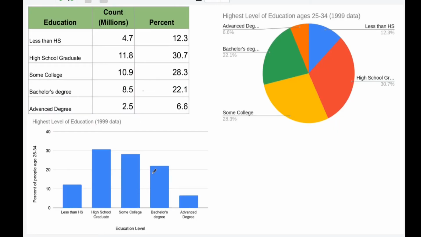So each of these emphasizes different qualities of the data. It's maybe easier to compare the relative sizes of different categories in the bar chart form because rectangles are easy to look at, and it's easier to see how each subpopulation relates to the whole in the pie chart.